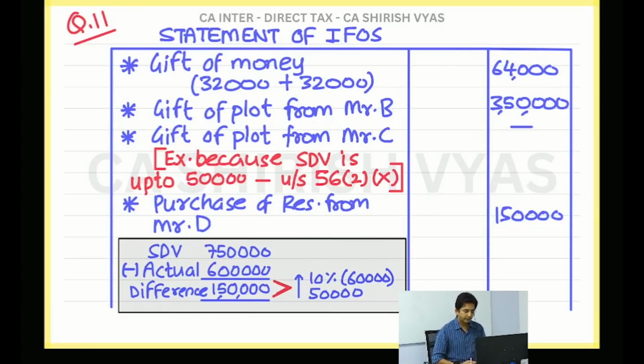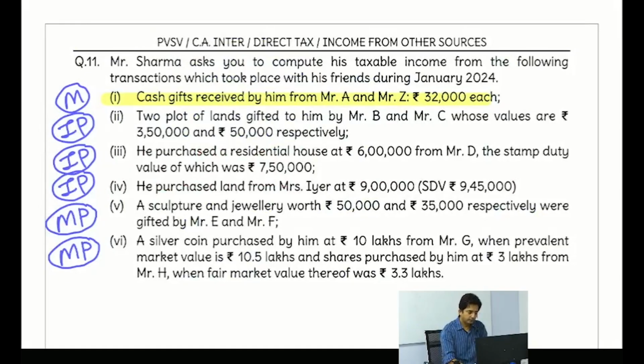Stamp duty value 7,50,000. Actual price 6 lakhs. Difference 1,50,000. On the right hand side, you show this formula. Show this greater than sign, greater than sign. We completed point number 3, right?